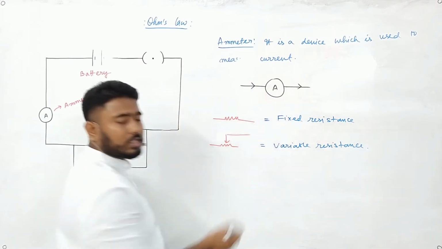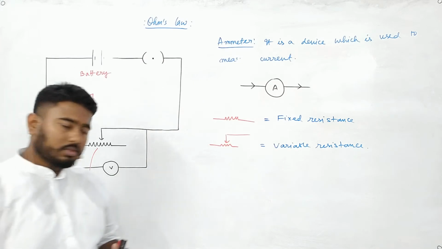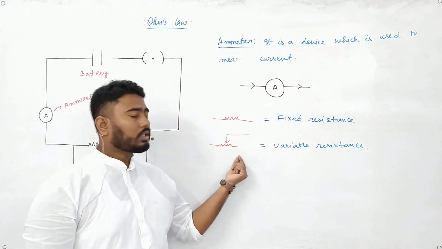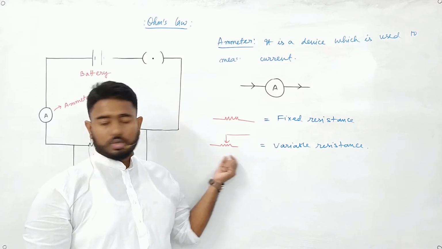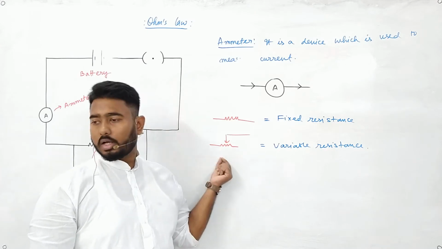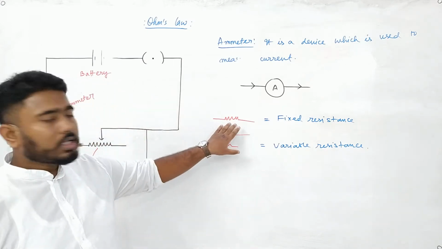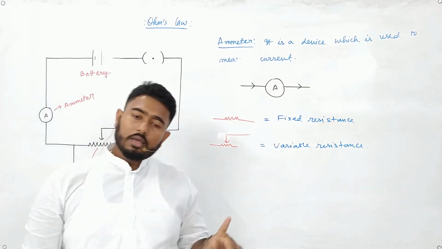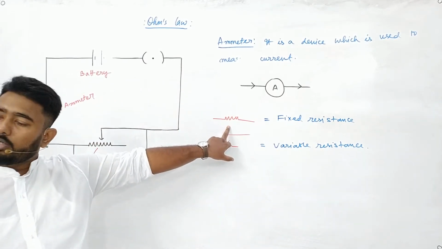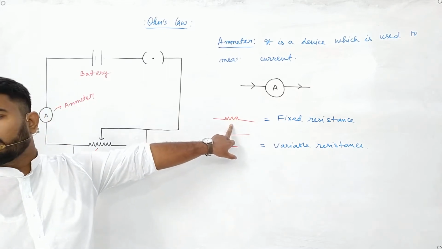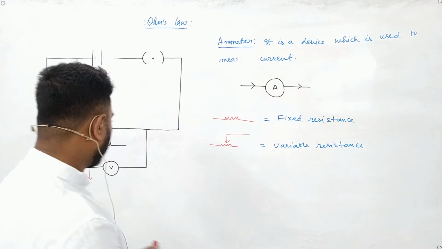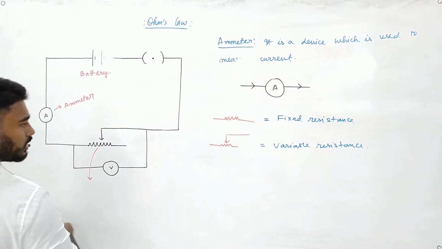Okay, so it has a minimum value and a maximum value. Suppose if I start from here, the minimum value can be 0. If I go to the other end, the maximum value can be 100. So I can pick up any resistance between 0 and 100. Okay, but in this case it will be of a same value every time. If the value is 20 ohm, it will be 20 ohm every time. If the value is 100 ohm, it will be 100 ohm every time. Is the concept clear?